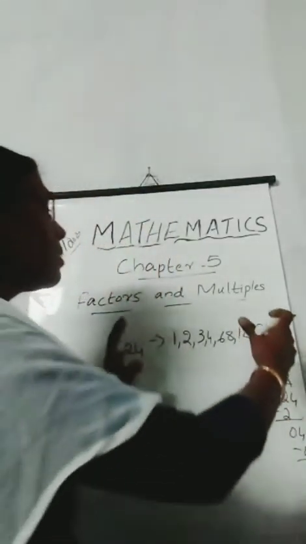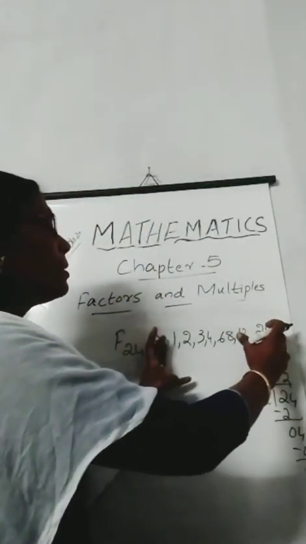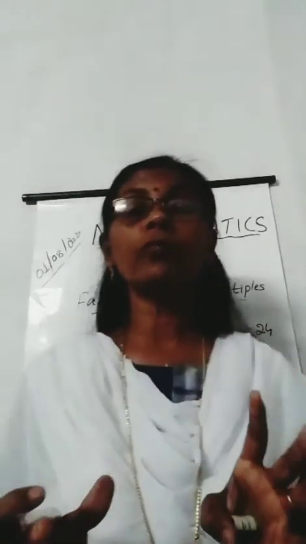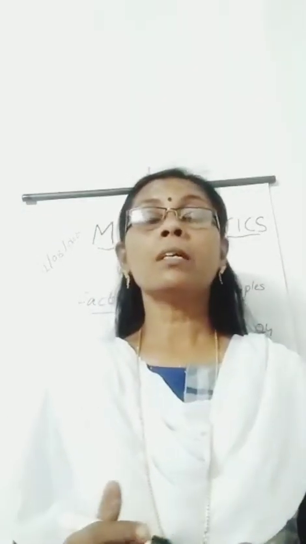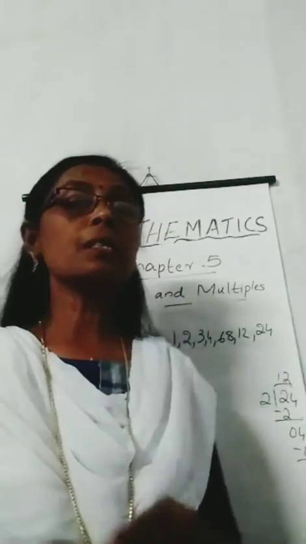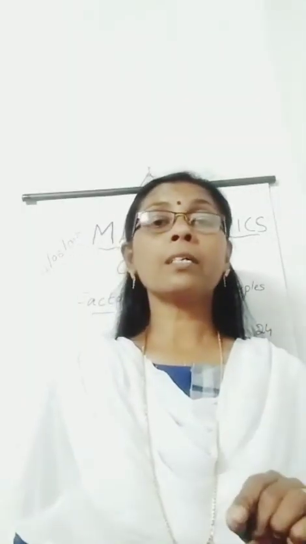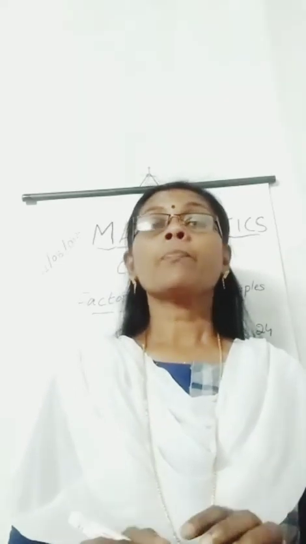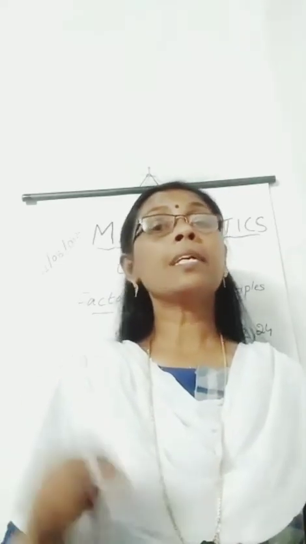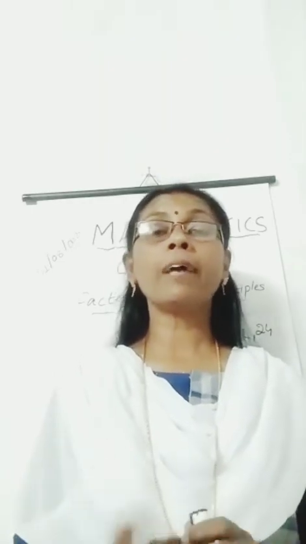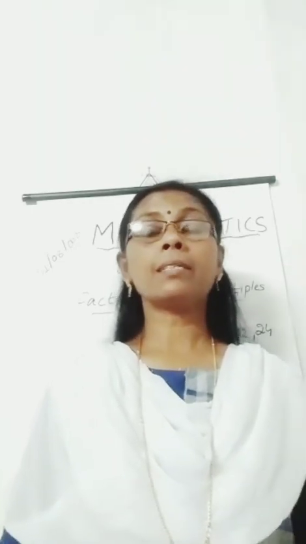So between 1 and 24 we got all the factors. There are no more factors. We know that 1 will be the smallest factor, and the number itself will be the greatest factor. Factors are limited. All these things we have learned in our previous class.